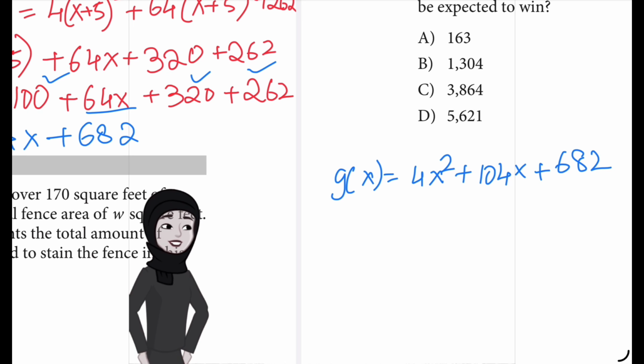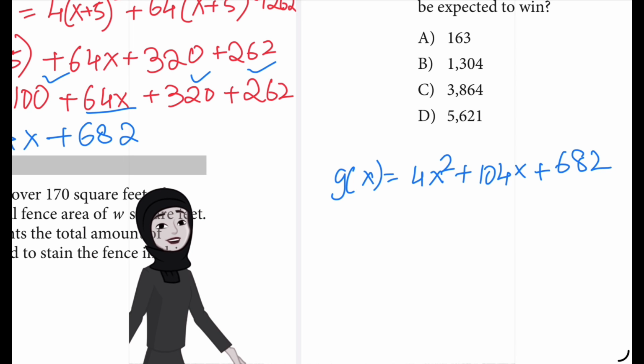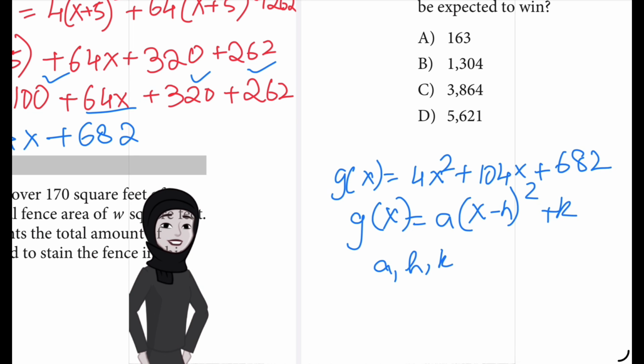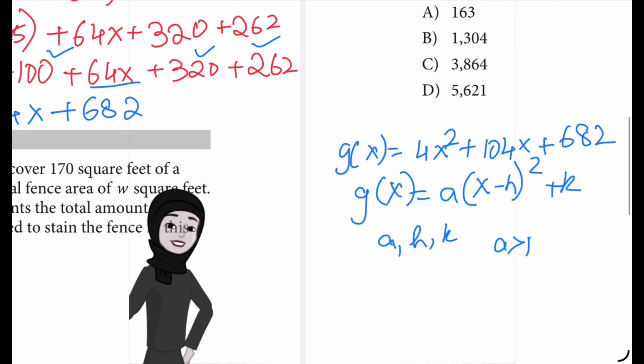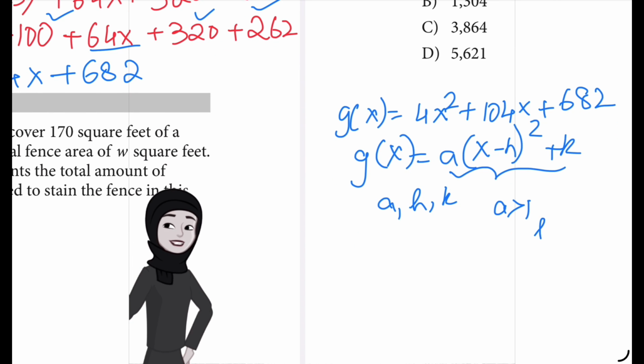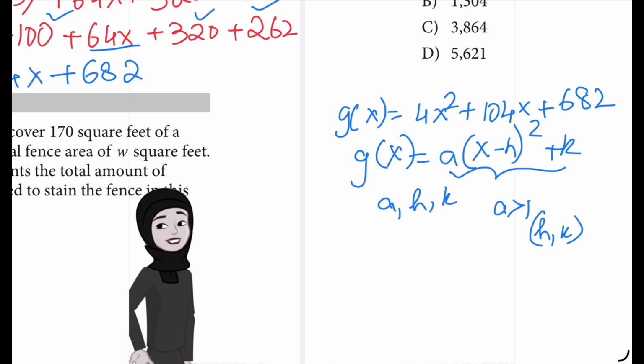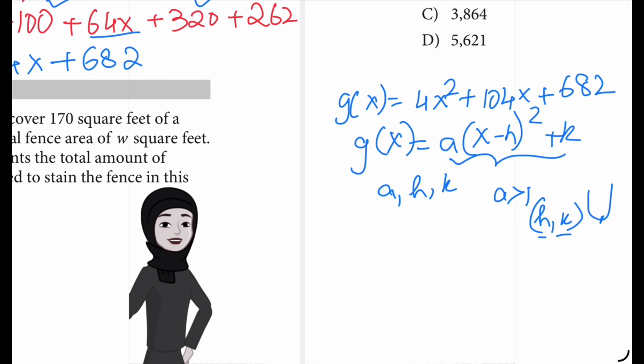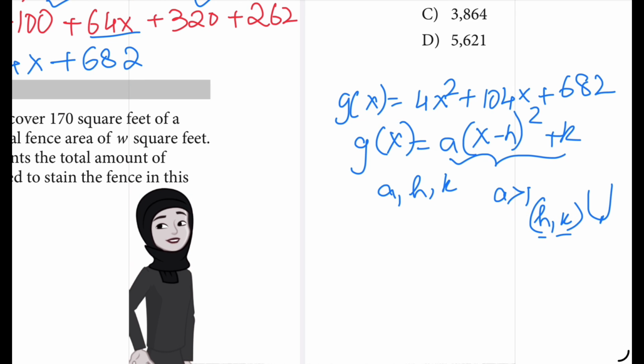So directly we will not be able to find what is the minimum from this type of a quadratic equation. We have to put this in this form: g of x is equal to a times x minus h squared plus k, where a, h and k are constants and a is positive. Find the h and the k, that is the vertex of the parabola, and we will know the minimum value. So we have to rewrite this form by completing the square.